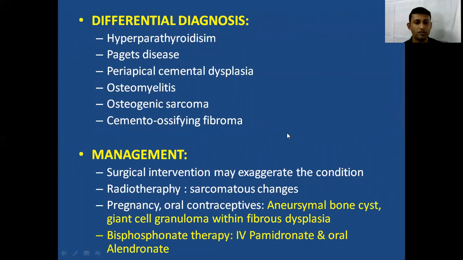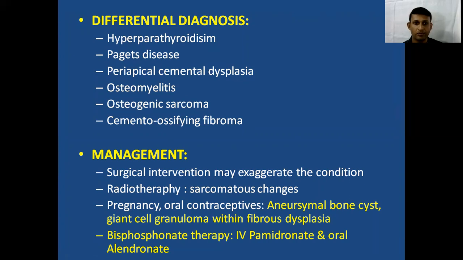The differential diagnosis for these things can include all the metabolic conditions which affect the bone, or all the diseases of bone, especially hyperparathyroidism, Paget's disease, osteomyelitis, periapical cemental dysplasia, etc. So management usually is not required for these patients, as it doesn't cause any pain, or it stops after puberty. But surgical intervention will be needed when the patient has gross facial asymmetry, which affects the patient aesthetically.